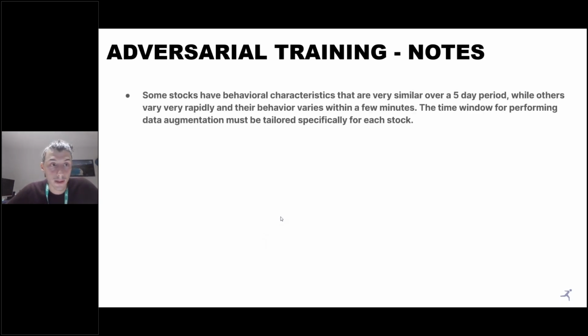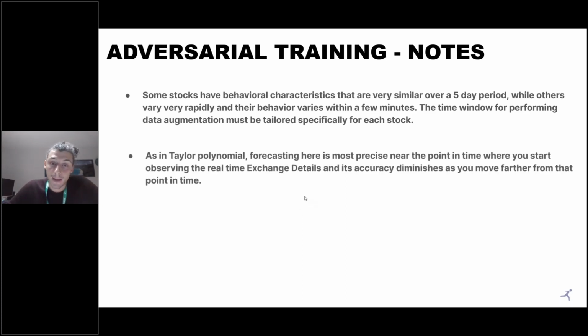Some notes regarding the adversarial training: some stocks have behavioral characteristics that are very similar in a 5-day period. So in the days that are near one to the other, the behavior is very similar, while other stocks, like in the US market, change rapidly. They change behavior in a matter of minutes. So it's very important to choose the window in order to make the correct prediction. And here, the concept of Taylor polynomial helps a lot, because the nearer you are to the observation point in time, the higher the accuracy.